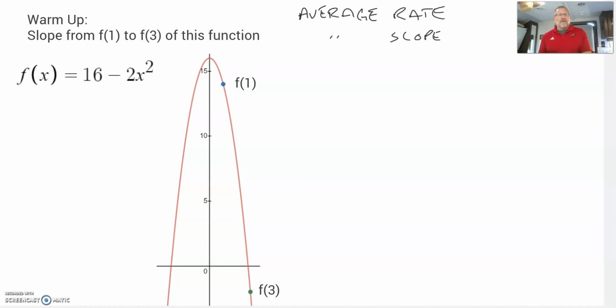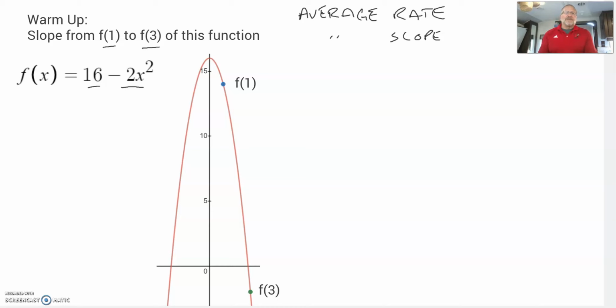My name's David. I hope I'm going to help you find the average rate between f of 1 to f of 3. Let's get the slope of that idea. Here's our function, 16 minus 2x squared. Because it's an x squared, it makes a parabola. The negative is a flip of that parabola, and I have graphed it right here. This is an upside down parabola.